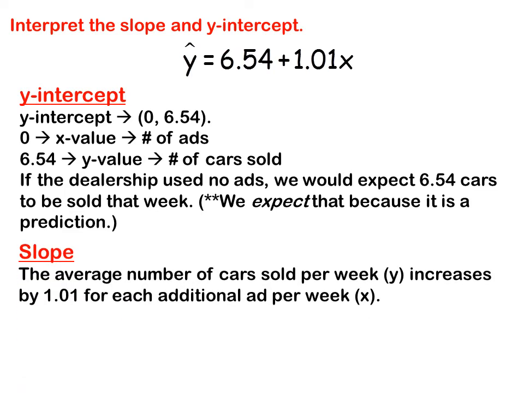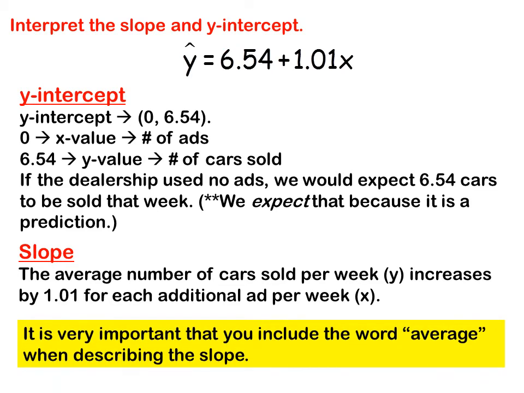The slope, we know, is the average change in y as x increases per unit. So the average number of cars sold per week increases by 1.01 for each additional ad per week. It's very important that you include the word average when describing the slope.